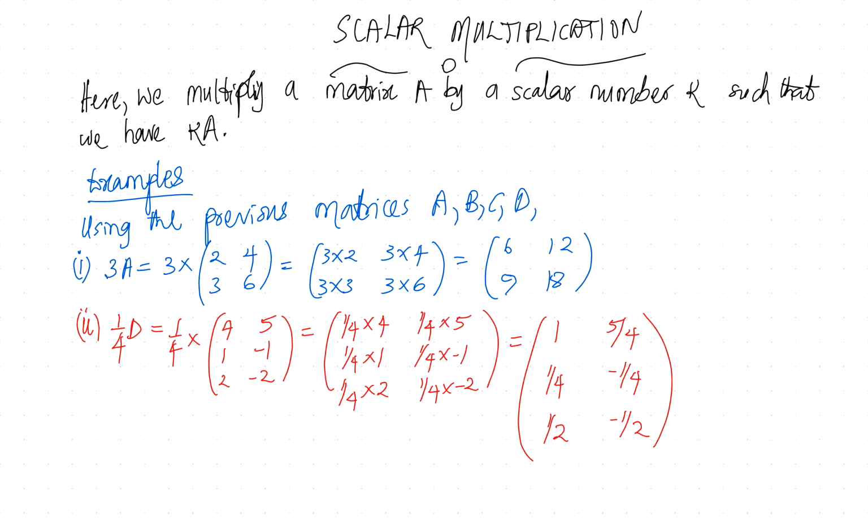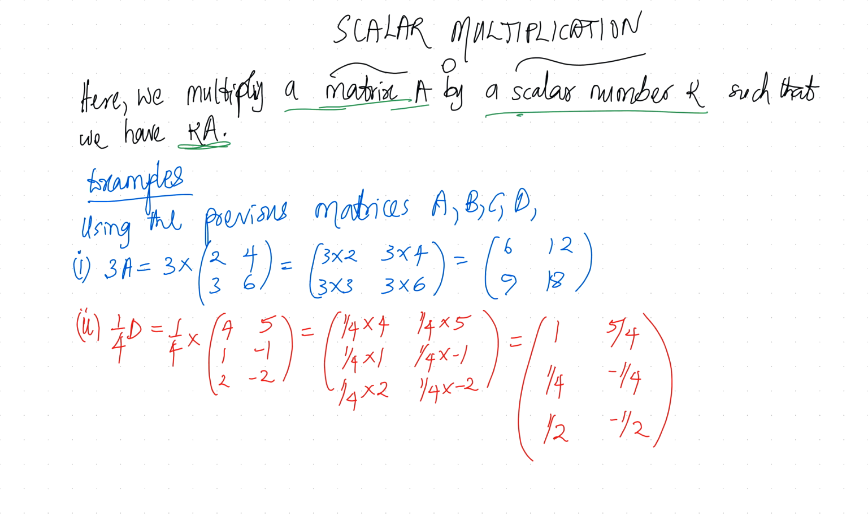And then we move on to scalar multiplication. So in the case of scalar multiplication, we multiply a matrix A by a scalar number K such that we have K times A. So you have matrix A, you have a scalar number K, and then that gives us KA, which is also a matrix, right? Of the same dimension as matrix A that you started with. So let's look at these examples, using the previous matrices A, B, C, D, the matrices on the page on two slides before now.